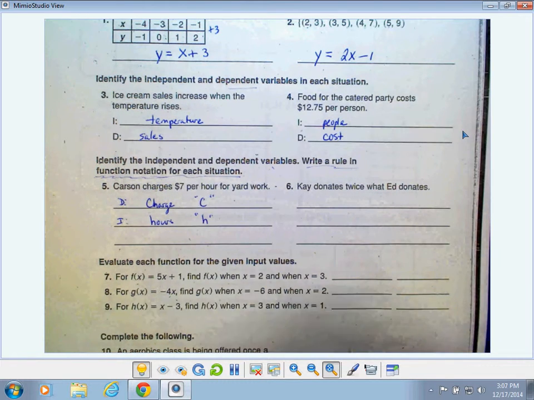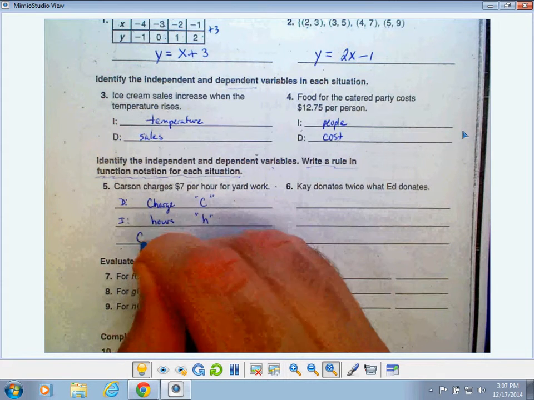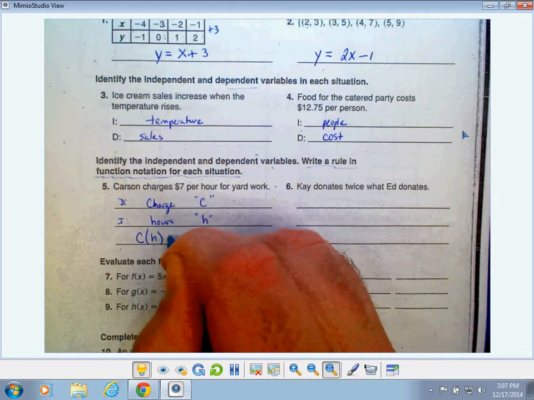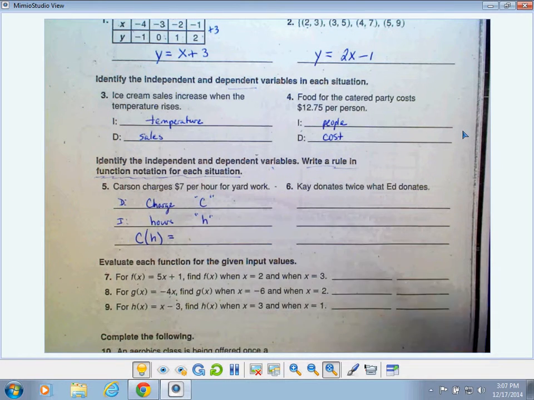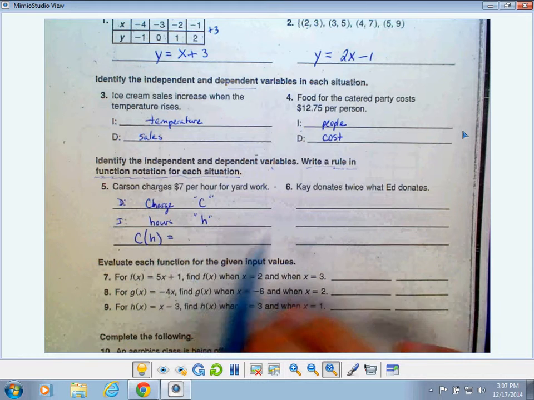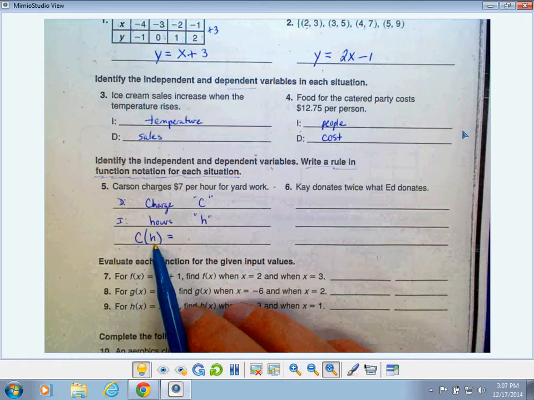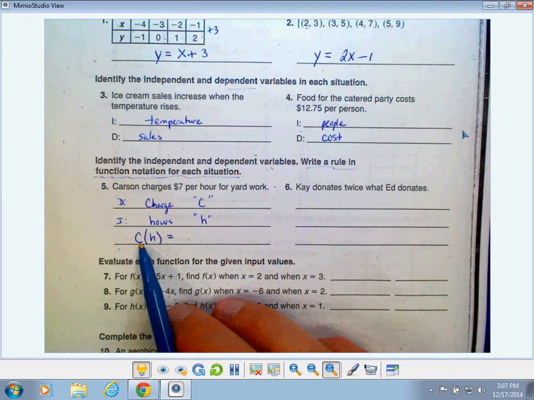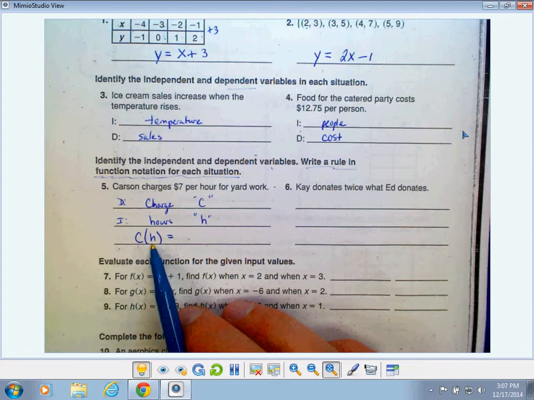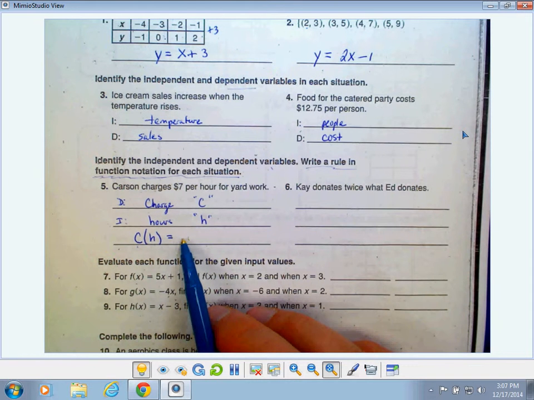Function notation is just to show you what depends on what, and that's why they write it like this to start an equation. Instead of writing y, which is like a generic variable, we're saying the cost depends on the hours. Or a mathematical way of saying it is to say cost is a function of the hours.